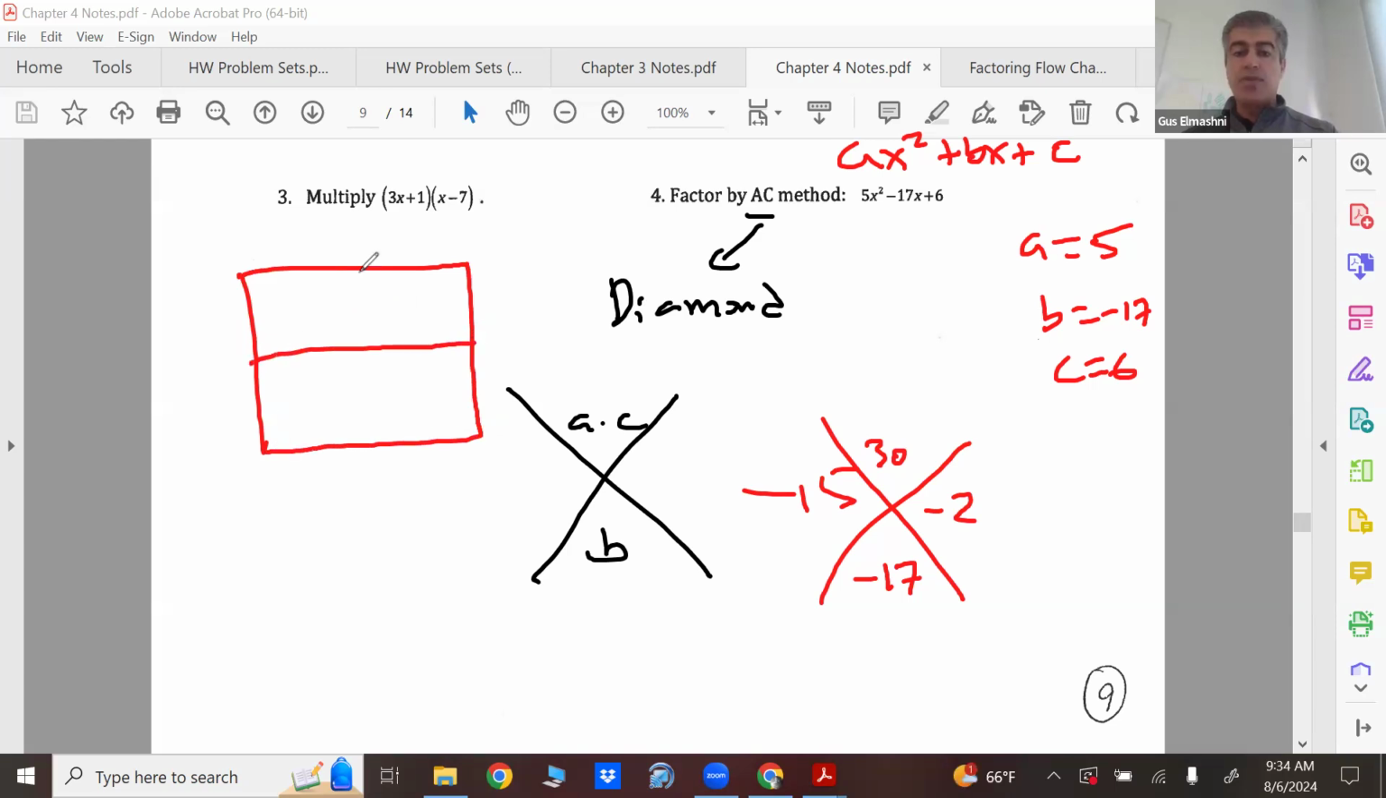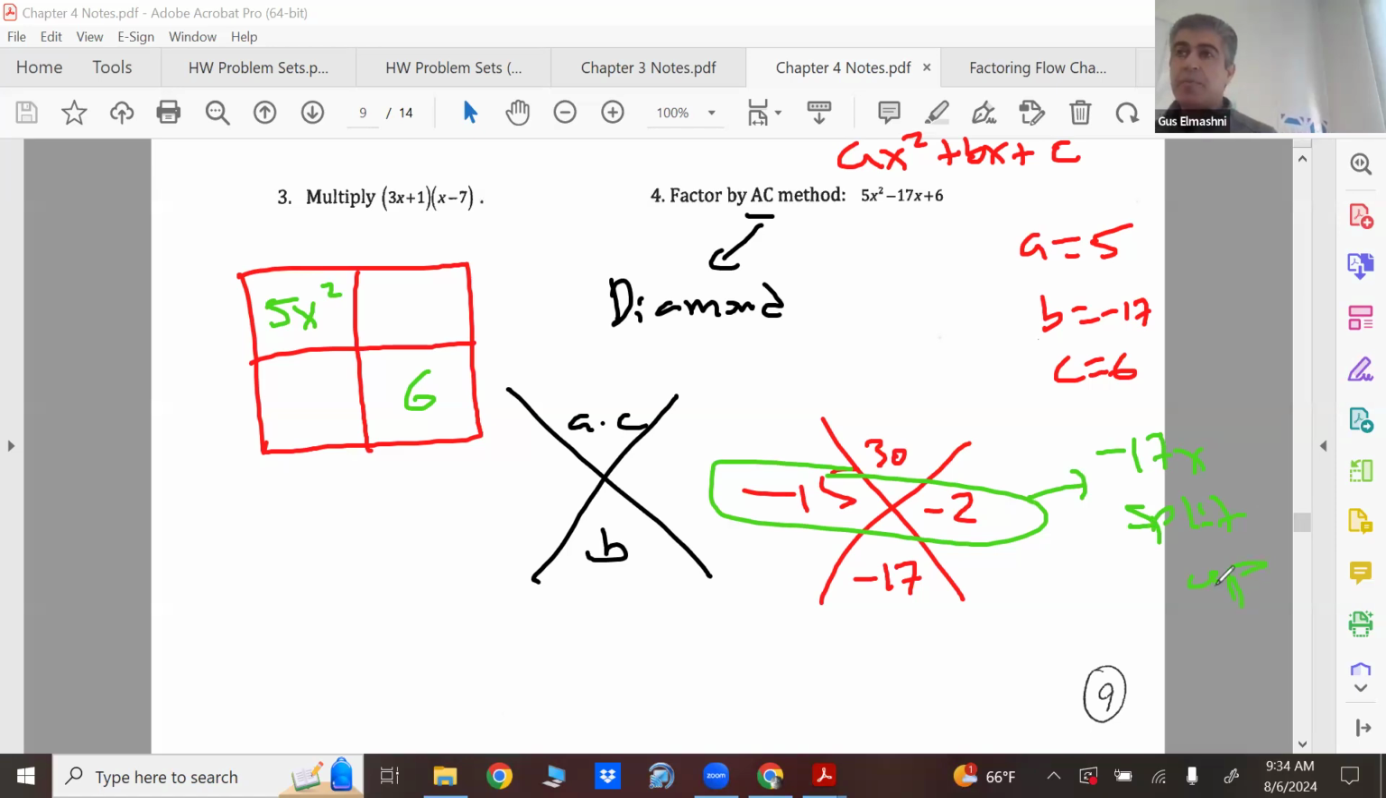And you're going to go in the opposite direction now. You don't know the outside stuff. You know the inside stuff. So now I got 5x squared. I know I got 6. And this right here is -17x split up. We actually call it splitting the middle term because the middle term is -17x and you split it. How did you split it? In this manner. Why do we split it this way? Because they multiply to 30 and add to -17. That's why we split it that way. So you can put -15x and -2x in the other corners of the box.